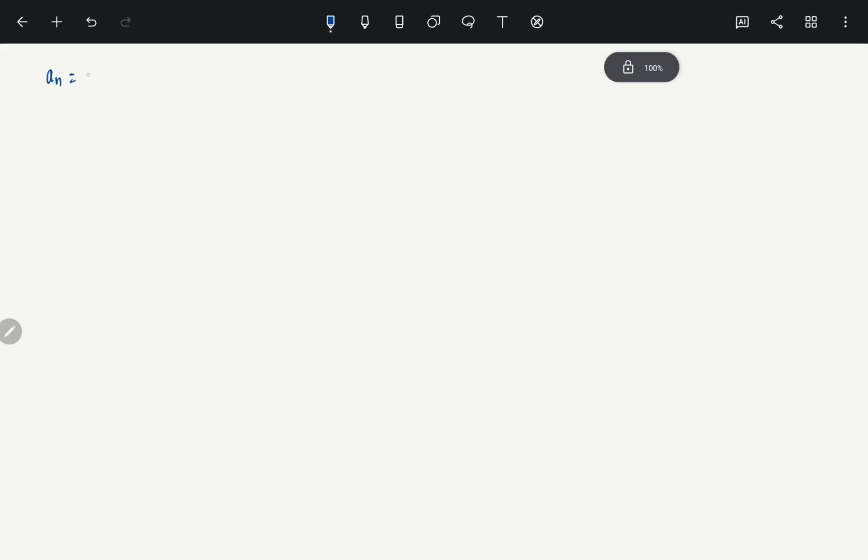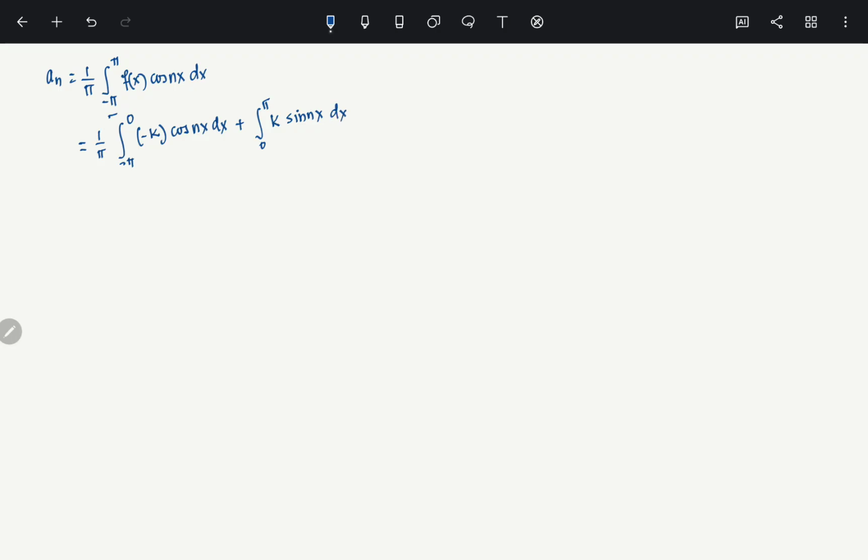So a n's, as you know, are 1 by pi, integral minus pi to pi, f of x cosine nx dx, right? So it will be 1 by pi, minus pi to 0, f of x is minus k in this interval, and then you have cosine nx dx here, and then plus 0 to pi, and then this is k cosine nx dx. Is it okay? I hope this is clear. Then you will put it in a bracket. So this holds for all n greater than or equal to 1.